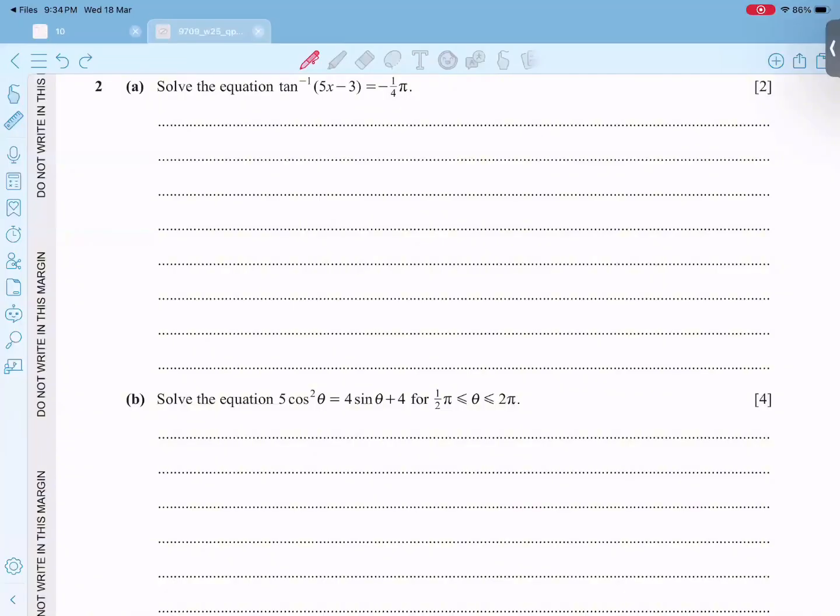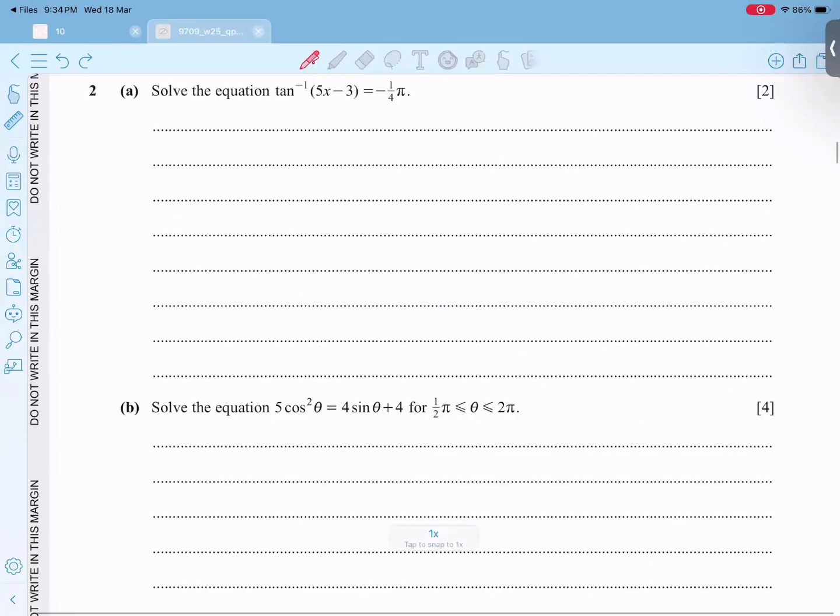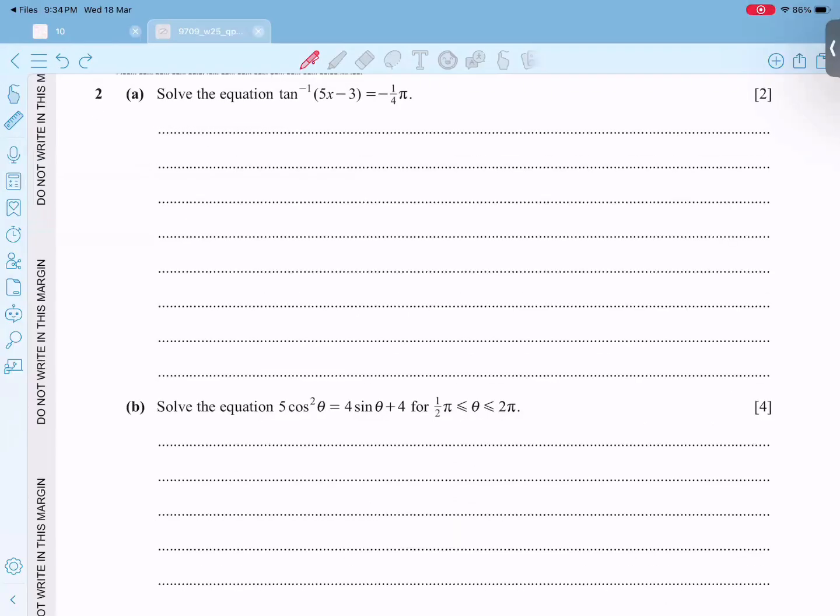Question number two, we have to solve this equation, and there is a very important technical point here. He did not mention degree or radian for this question. So when it is not mentioned at all, whenever this kind of question comes, we have to go for radian mode. So make sure. All right, so tan inverse goes there.